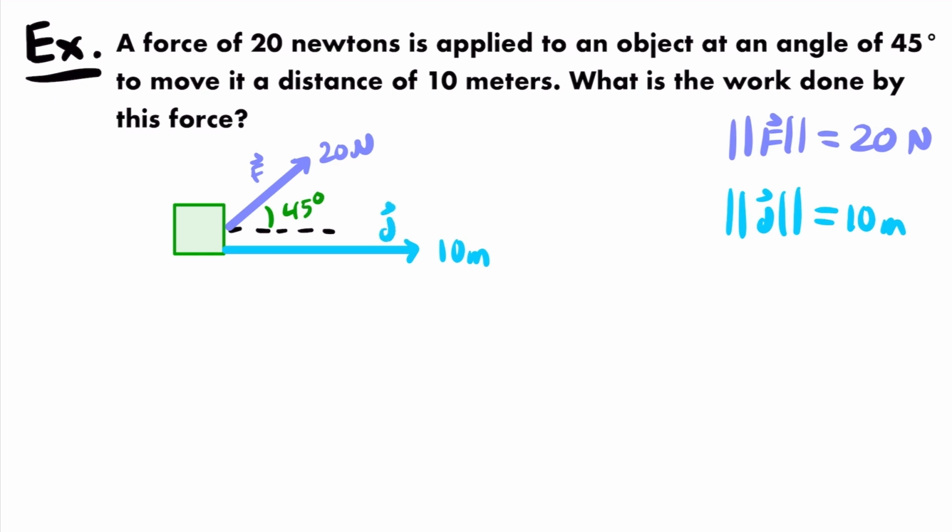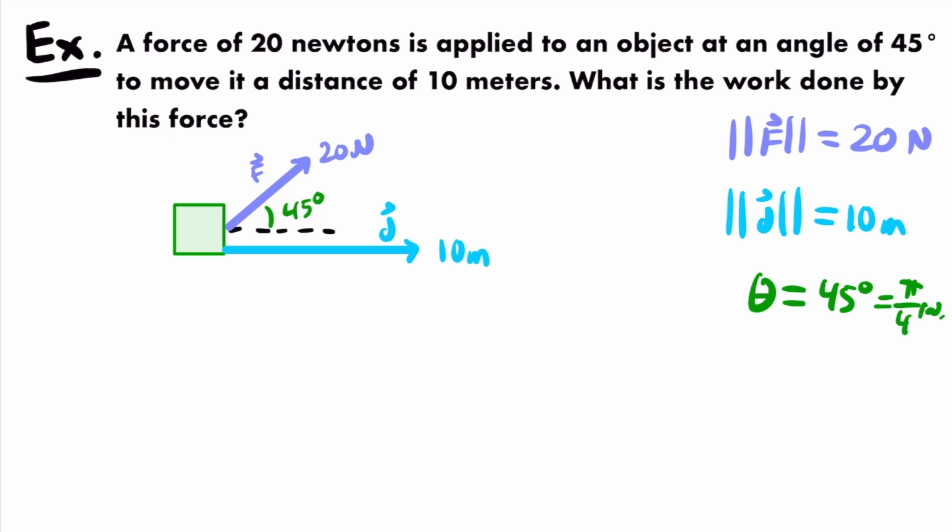Okay, so in this problem, we're given three different things. We're given the magnitude of the force applied to an object, we're given the magnitude of the distance, or how far that object moves as a result of that force, and we're told the angle at which that force is applied, the angle between the force vector and the distance vector. And so I'll write that down as well. The angle between our two vectors is 45 degrees, which is the same as pi divided by 4 radians.